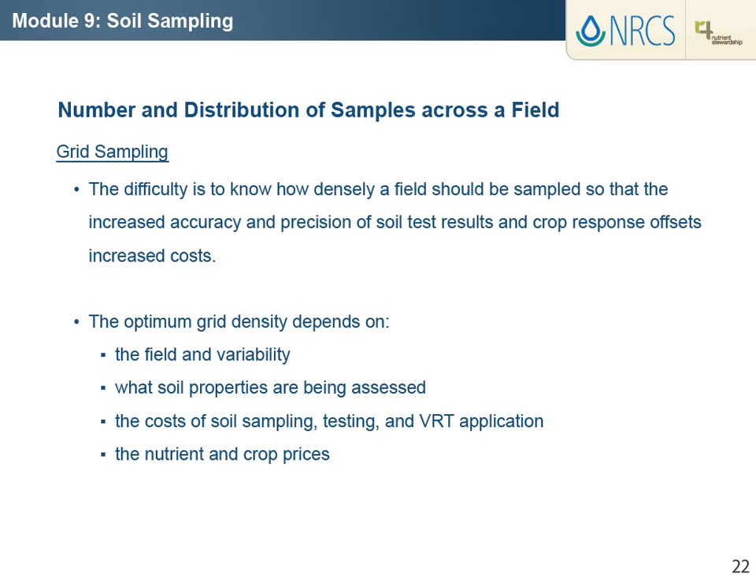No general rule is possible because the optimum grid density depends on the field, soil properties, nutrient and crop prices, and costs of soil sampling, testing, and variable rate application. These variables, plus the increased availability and decreasing cost of several recently developed precision agriculture technologies, have encouraged crop consultants and researchers to consider a third soil sampling approach.